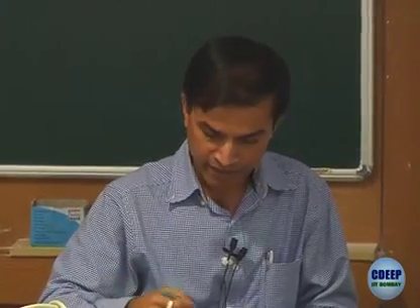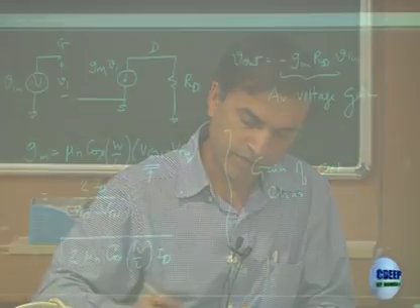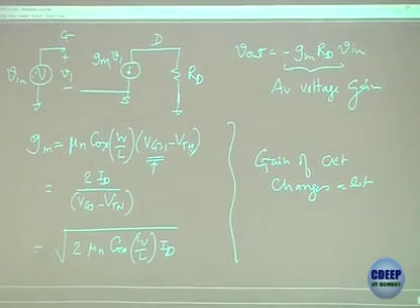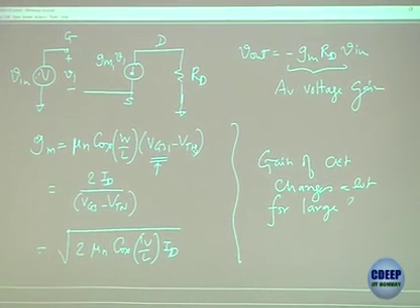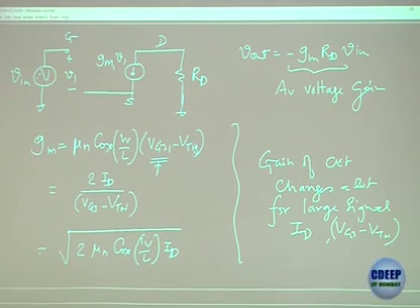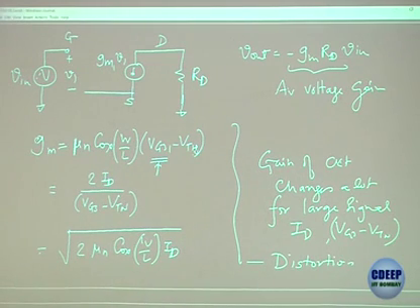Okay, because of that, the gain changes with input signal, or the ID will change with the input signal, and what will end up happening is the gain of the circuit changes a lot for large signal because of ID and VGS minus VT changing. So there is something called distortion that we are going to deal with later on that will happen. Okay. Do you know what distortion is?